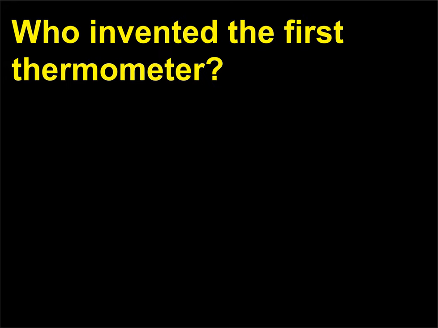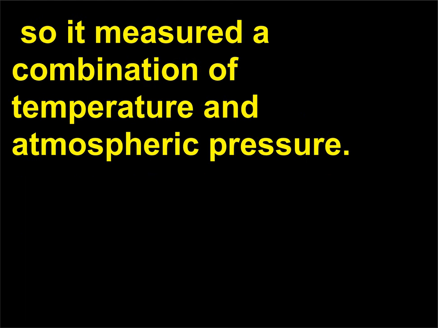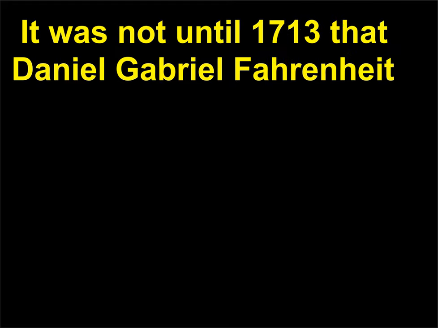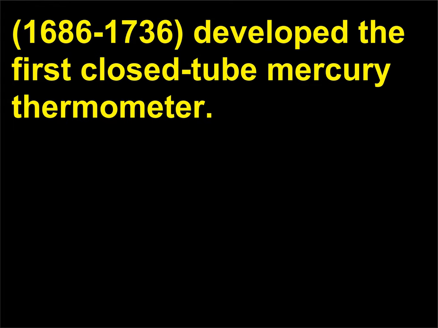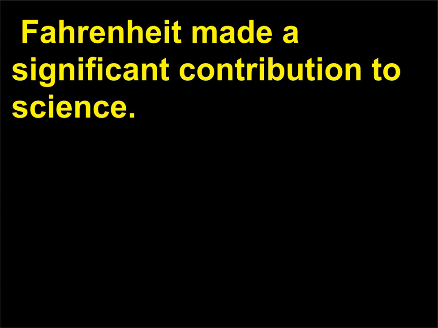Who invented the first thermometer? Although Galileo, 1564-1642, is credited with developing the first thermometer in 1592, his thermometer was open to the atmosphere, so it measured a combination of temperature and atmospheric pressure. It was not until 1713 that Daniel Gabriel Fahrenheit, 1686-1736, developed the first closed-tube mercury thermometer. Combined with the temperature scale he defined the following year, Fahrenheit made a significant contribution to science.